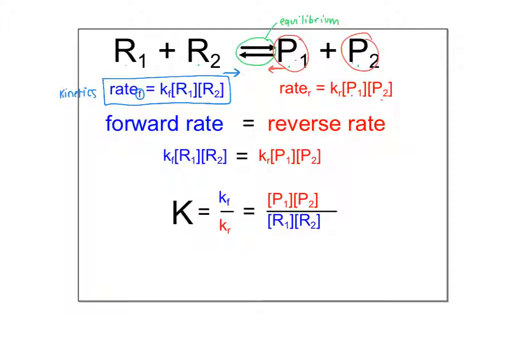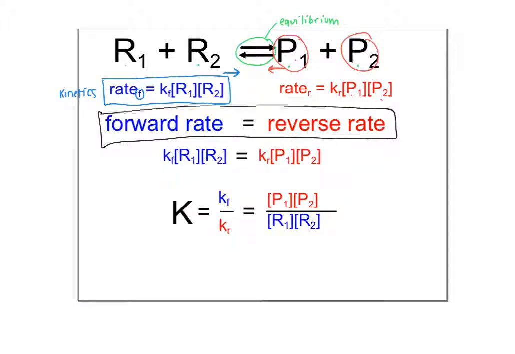Okay, so I have the rate of the forward reaction and the rate of the reverse reaction. The definition of equilibrium is that when the forward rate is equal to the reverse rate, equilibrium exists. So if I know the rate of the forward is this expression, and the rate of the reverse is this expression, I can set them equal to each other.